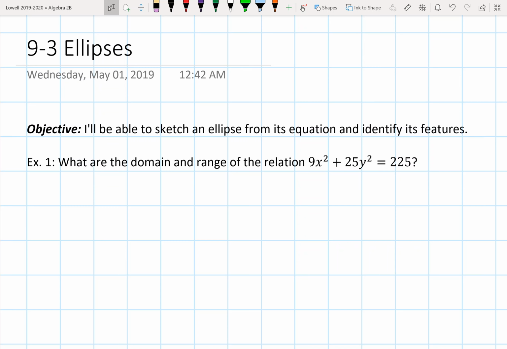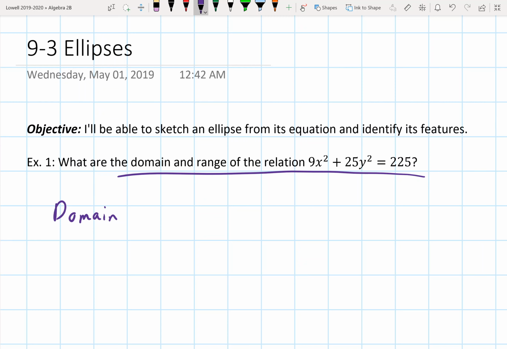Okie dokie. So we've talked about circles, and now we're going to talk about ellipses. To do that, let's take a look at the domain and range of this thing. So I'm going to take a look first at the domain. So here's my domain.